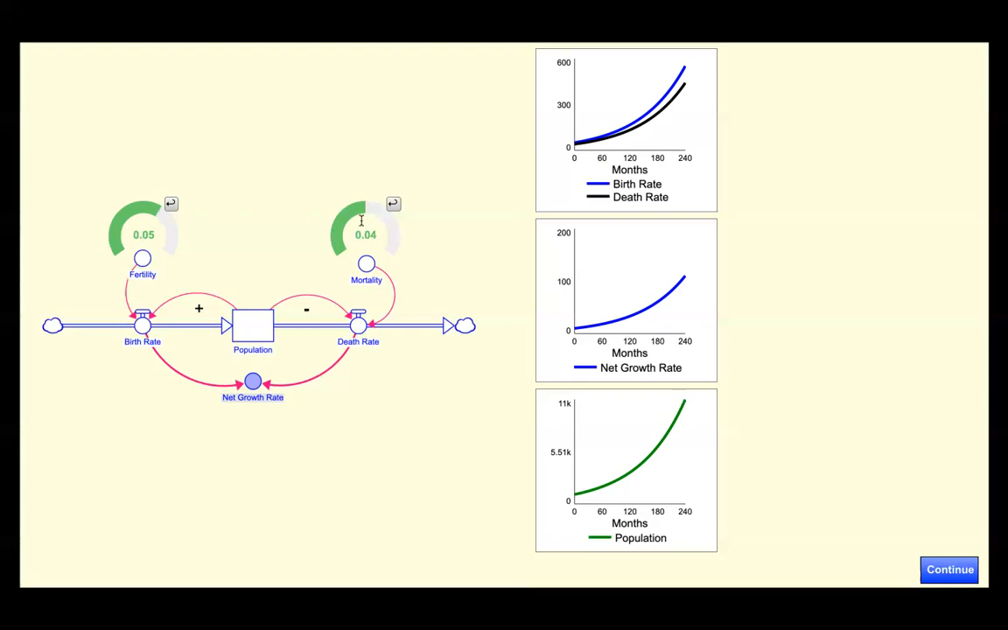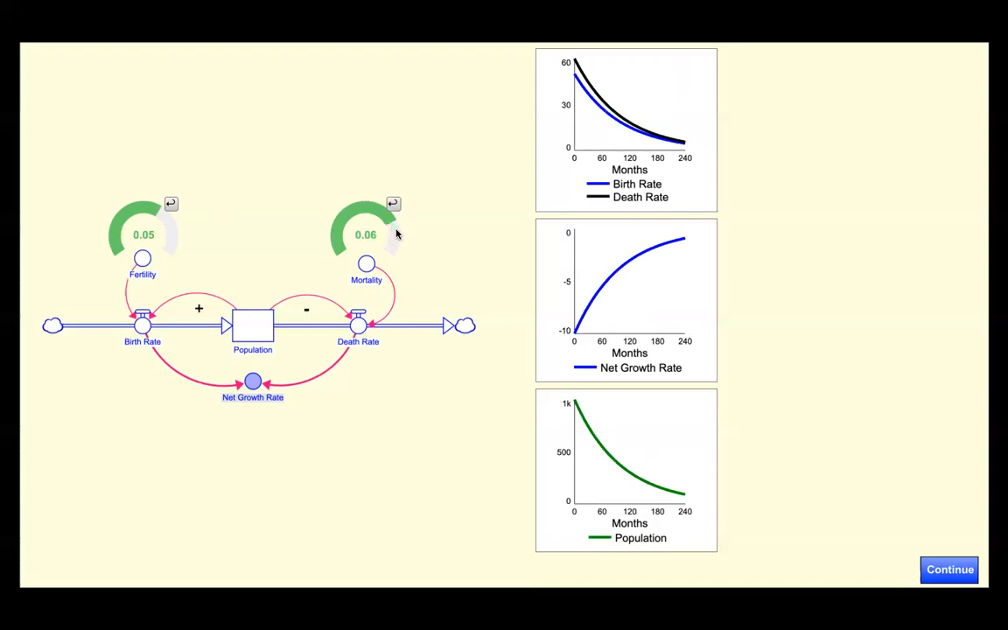Then increase the mortality above the fertility. That causes the negative feedback loop to dominate the positive one, so as to govern the dynamic development of the system, causing population decay because the death rate is larger than the birth rate. In both cases, notice the development of the net growth rate. Again, the problem development has not been reproduced, so we continue the modeling process.